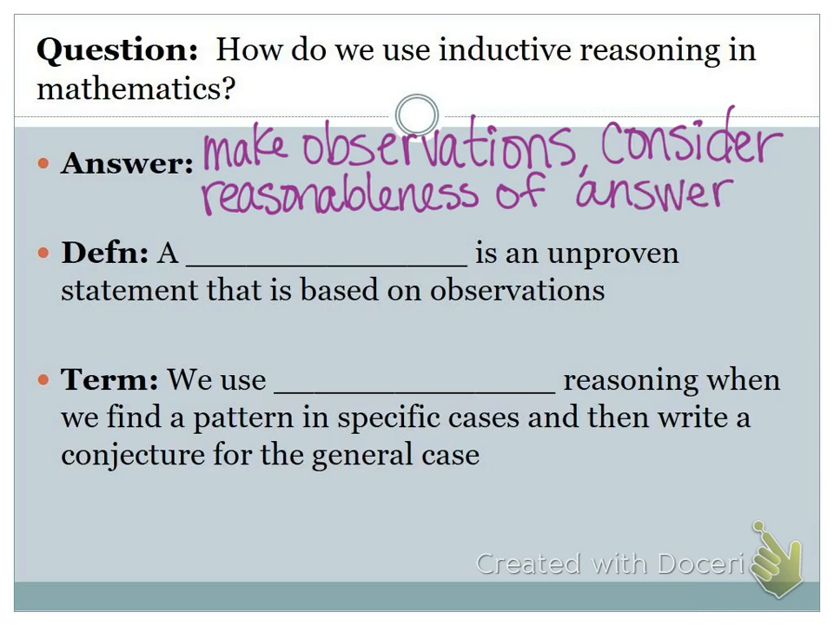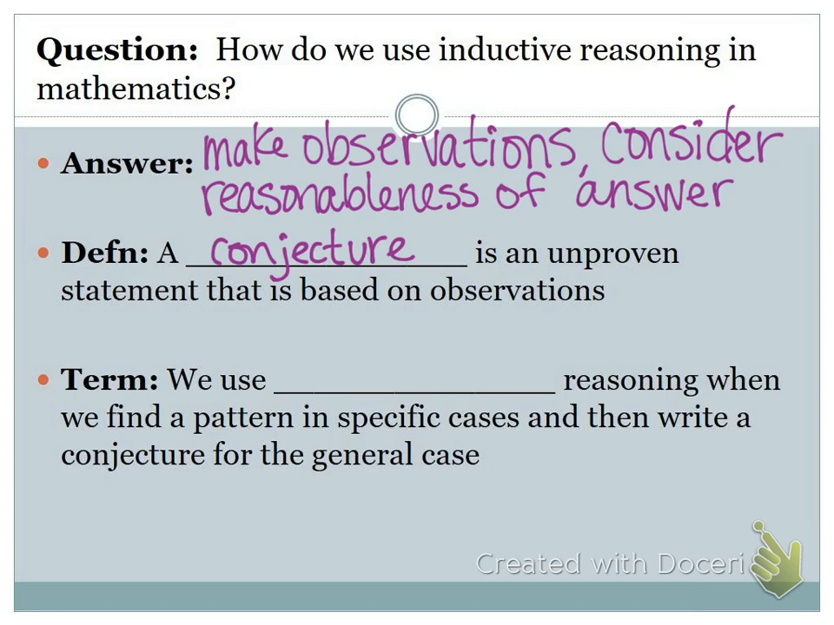Consider reasonableness of answer, however you want to phrase it. Okay, so really anytime that you're noticing a pattern or thinking about how numbers are working together, considering if your answer could potentially be correct, these are all things where we use inductive reasoning. Basically anytime you think about mathematics. Okay, so a definition for us, a conjecture. Conjecture is an unproven statement that is based on observation.